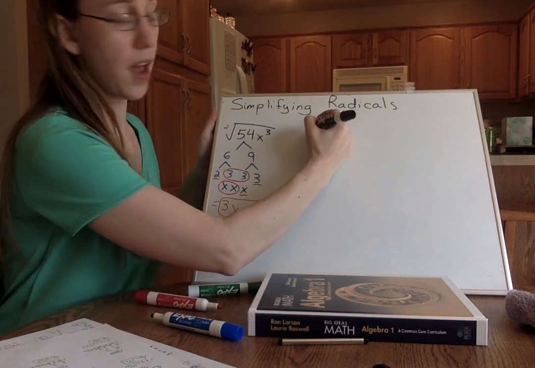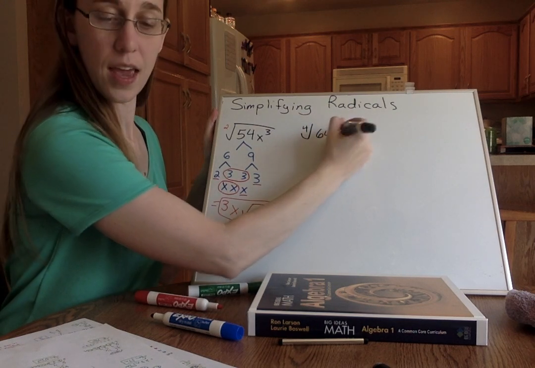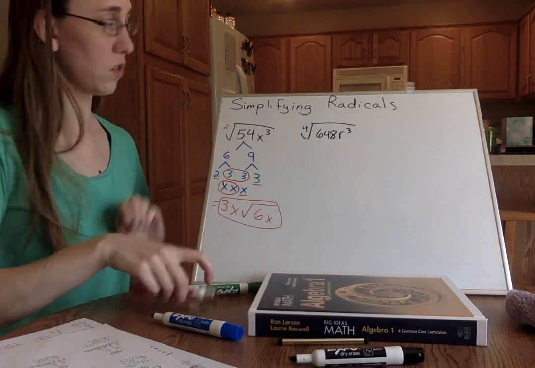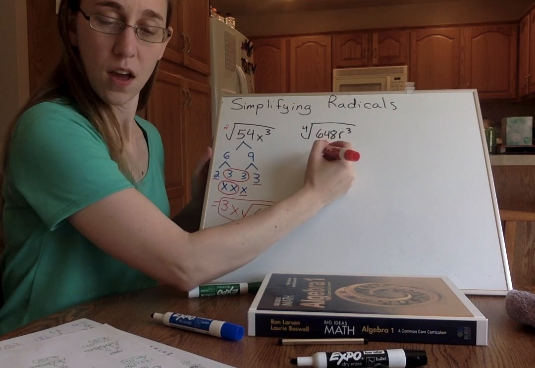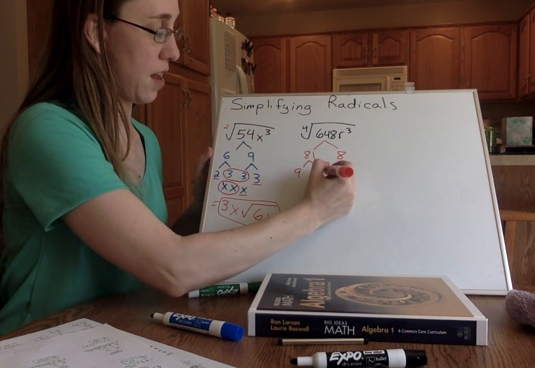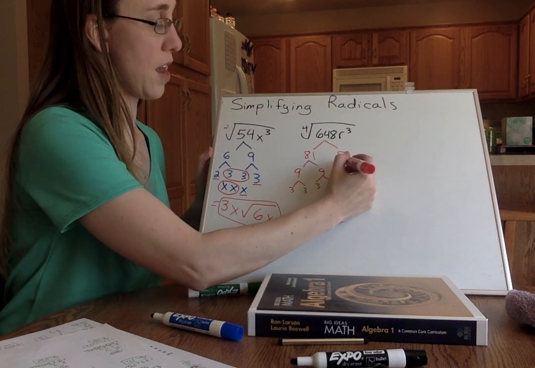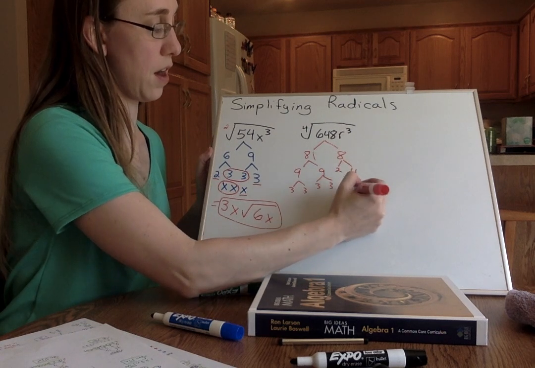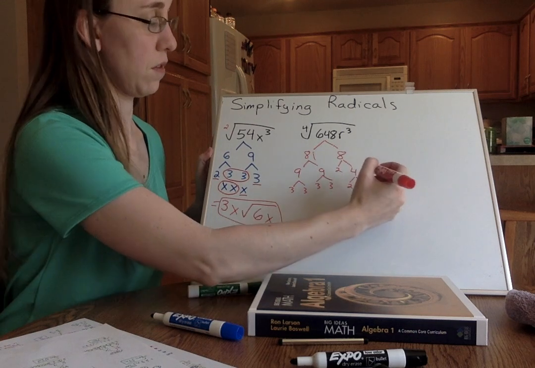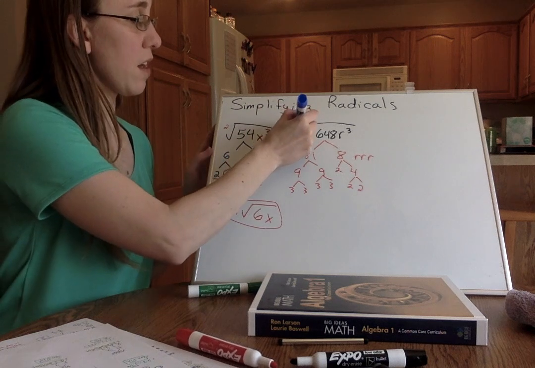We can do this with higher powers. Let's try a fourth root. 648 r to the third. So 648, let's do our factor tree for that. 81 and 8, 9 and 9, a whole bunch of 3s, then 8 is 2 and 4, and a couple more 2s. Now we have r to the third, so that also means I have, we'll put them over here, 1, 2, 3 r's. So I need 4 of a kind.